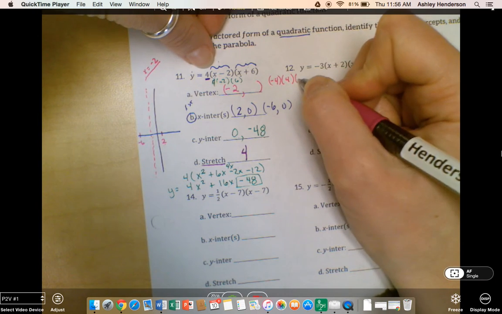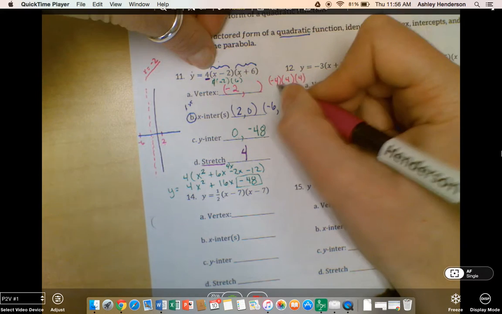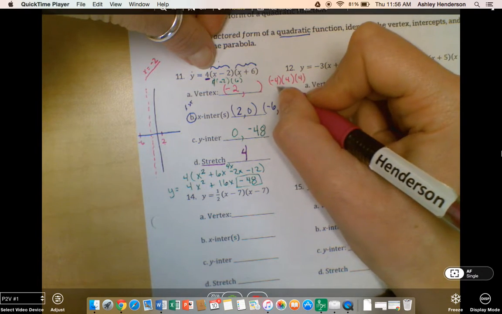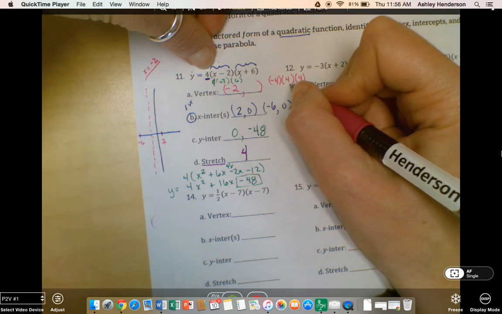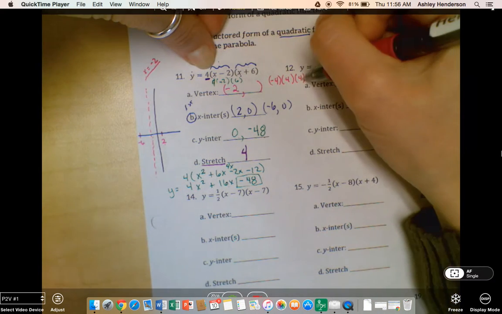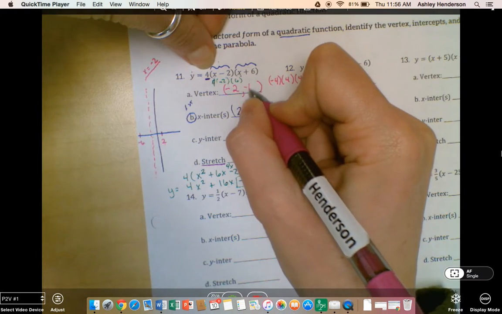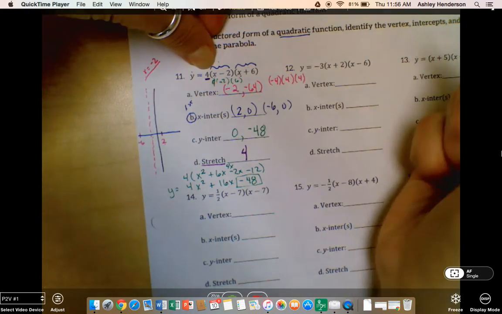And then I'm going to multiply by my first 4. Kind of got a little out of order there, but it doesn't matter because it's multiplication. So 4 times 4 gives me 16, times 4 one more time gives me 64. And then this guy's negative, so it's -64.